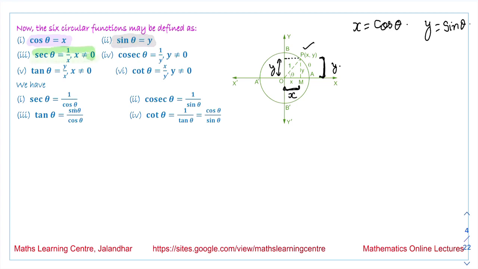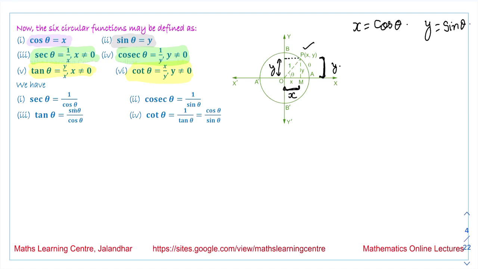Similarly secant theta is equal to 1 by x for x not equal to 0. Cosecant theta is 1 by y for y not equal to 0. These are the functions that we can define from here. The next functions we will have are tan theta and cot theta. So we have tan theta is equal to y by x and cot theta is equal to x by y.